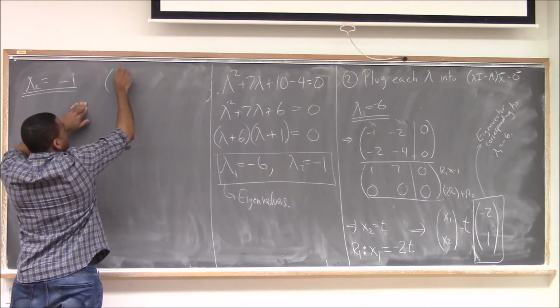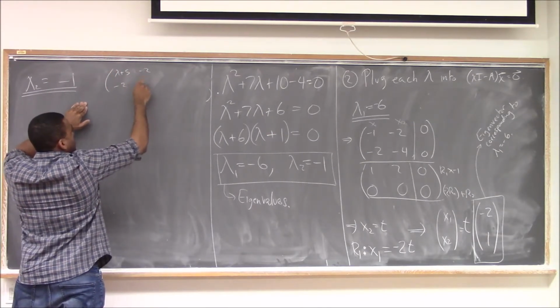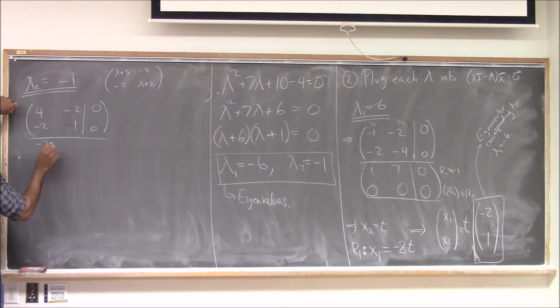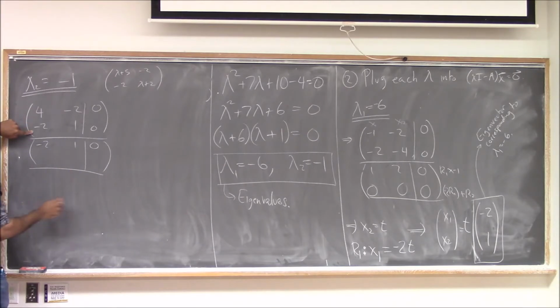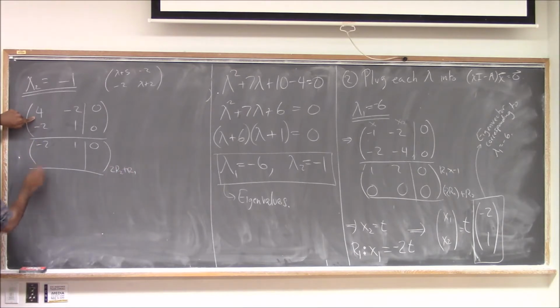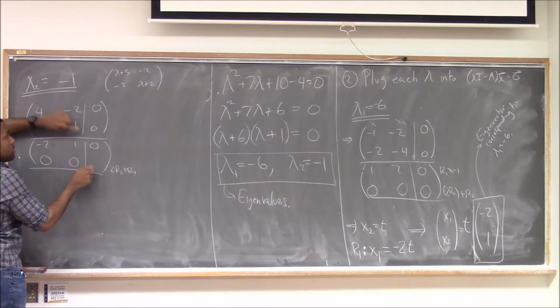What was it? Lambda plus 5, minus 2, minus 2, lambda plus 2, right? So plug in minus 1 here: 4, minus 2, minus 2, plug in minus 1. And I'm going to solve this system. Minus 2, 1, 0. Let's kill that, so I'm going to multiply this by 2: 2 row 2 plus row 1. 2 times this plus that, 0. 2 times this plus that, 0.